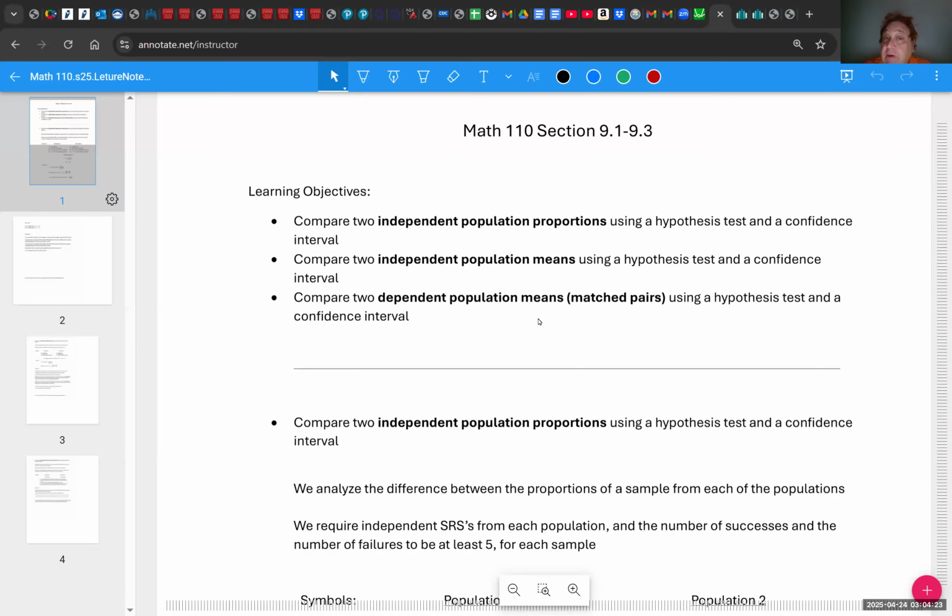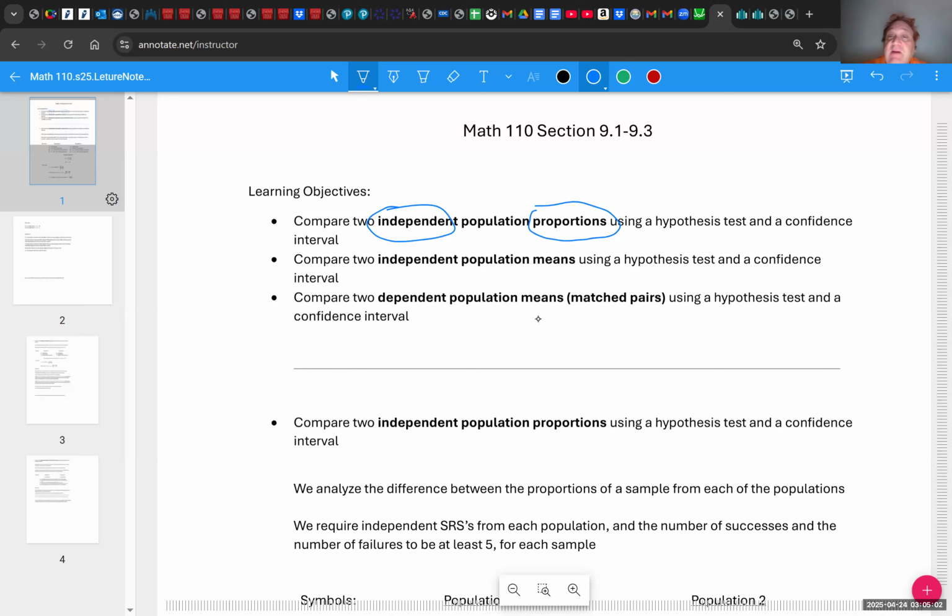But in this chapter, we're comparing two populations. So we have three specific learning objectives in comparing two populations. The first one here is comparing two independent population proportions. So independent means that knowing something about one population or some fact about a particular population does not impact the other population. And we're looking at proportions, how many people feel this way, or how many heads or tails were flipped that way. So it's independent population proportions.